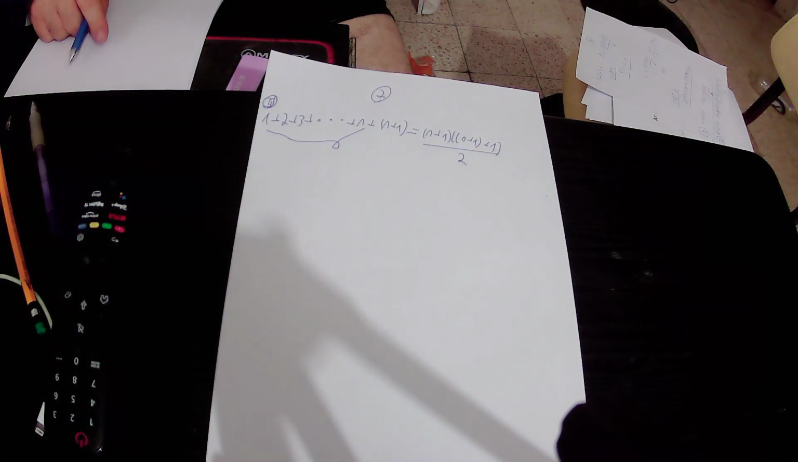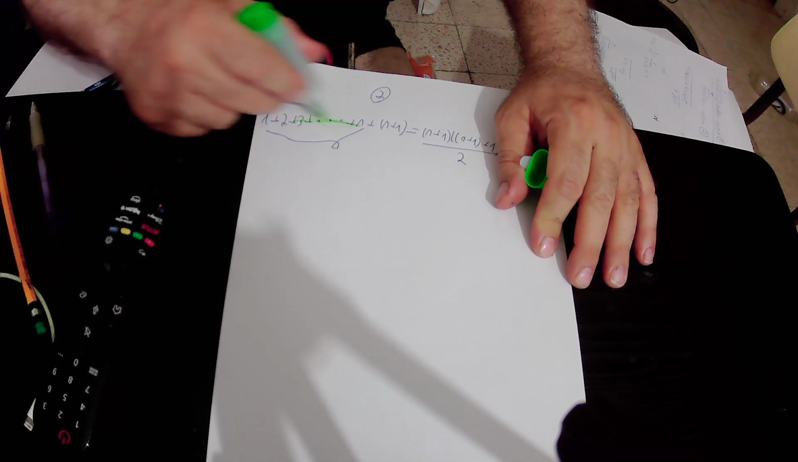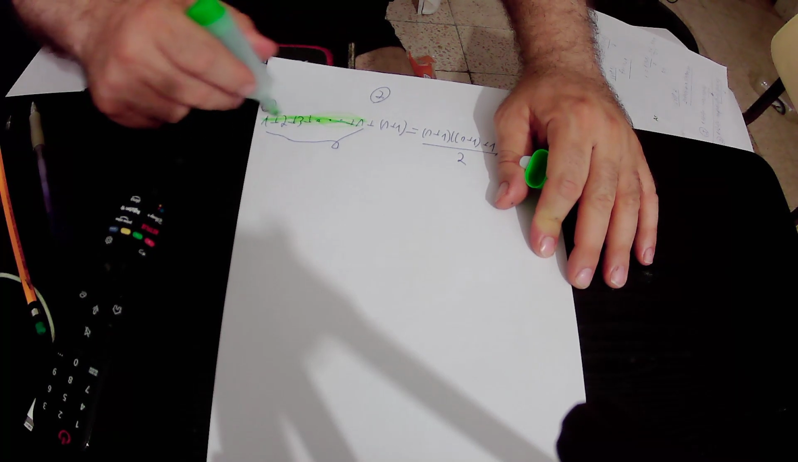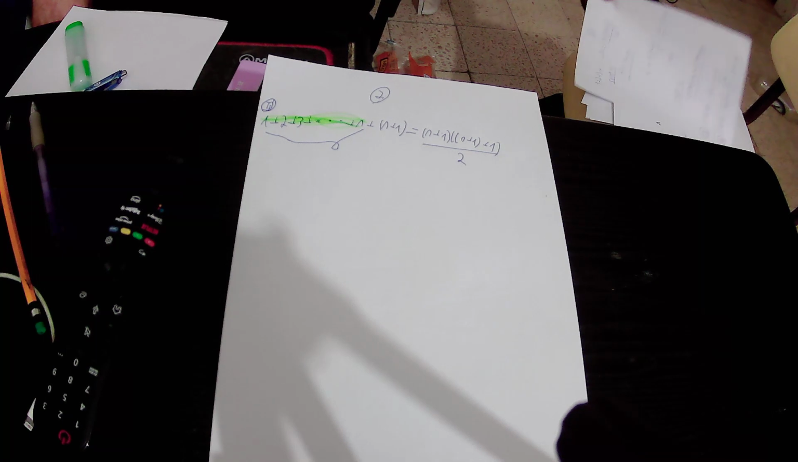So in order to prove it, actually we can substitute the expression in green color by n times n plus 1 divided by 2, because this is the induction assumption.